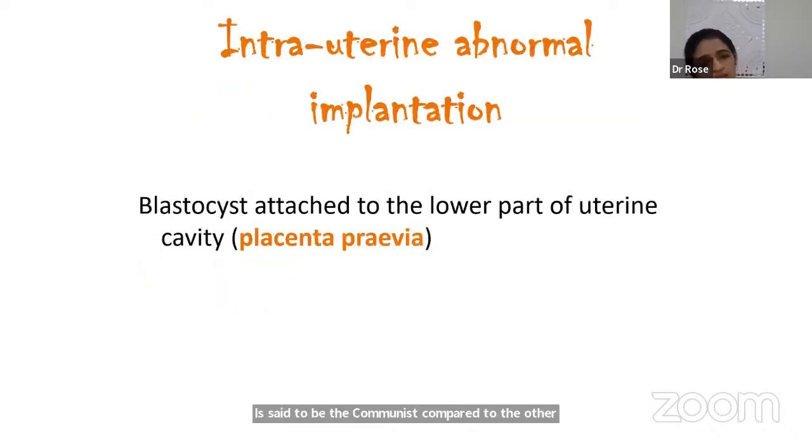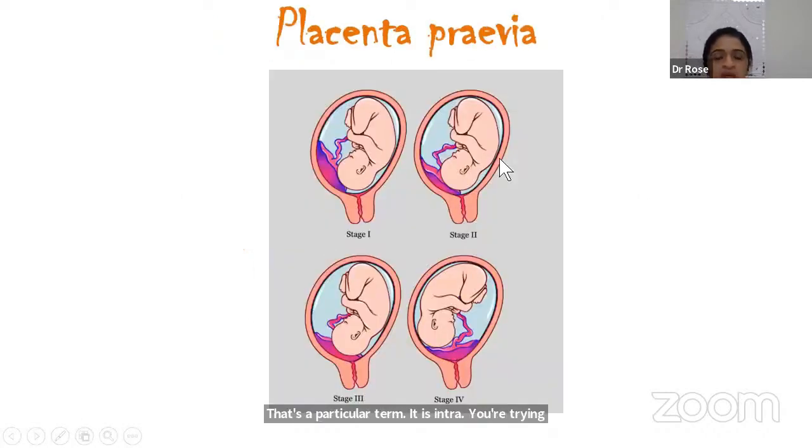And when will you call it intrauterine but still abnormal implantation? That is when the implantation happens in the lower part of the uterine cavity. That is particularly called placenta previa. That's a particular term. It is intrauterine abnormal implantation. In placenta previa, there are mainly 4 stages. Stage 1 means it is just in the lower segment. Stage 2 means it encroaches the os. Stage 3 means it covers the os, but on dilatation, it will move away. And stage 4 means it completely covers the os even on dilatation.